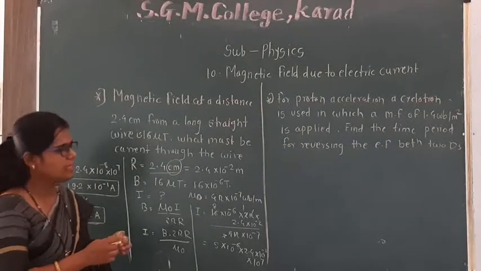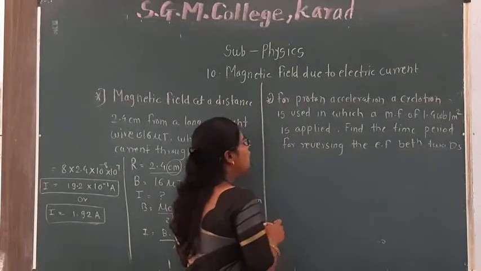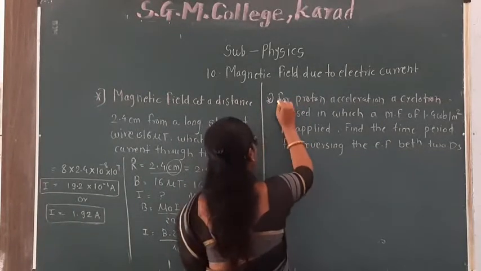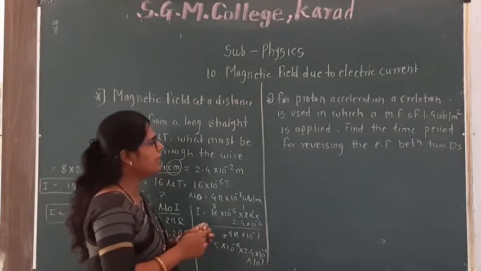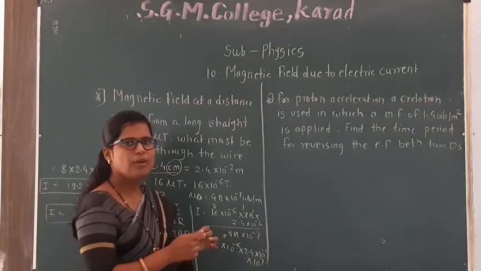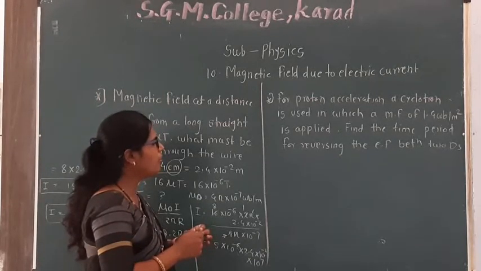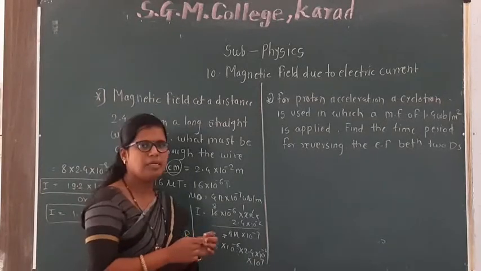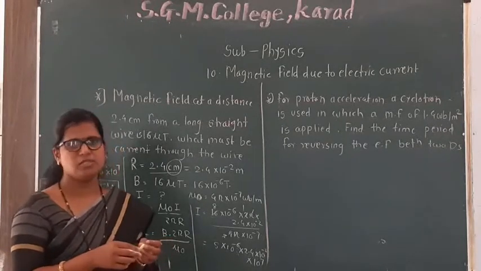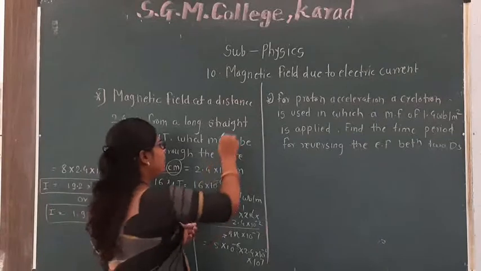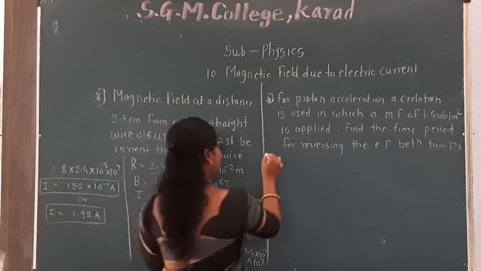One more example is here. First I am going to read this example. For a proton, a cyclotron accelerator is used in which a magnetic field of 1.4 Weber per meter square is applied. Find the time period for reversing the electric field between two dees. Now we have to learn the cyclotron accelerator formula. This example is related to the cyclotron accelerator. What are the given values of this example?